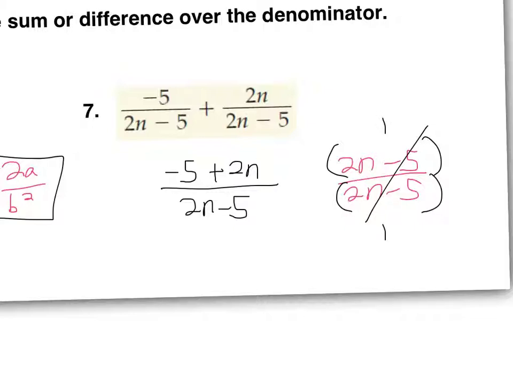Sometimes we don't write in that 1 because we don't need to. There's other numbers there. But in this case, we do need that 1. So the answer here is going to be 1 over 1, or even simpler, just 1. And that is a lot simpler than what we started with. These two fractions added together actually just equal 1.